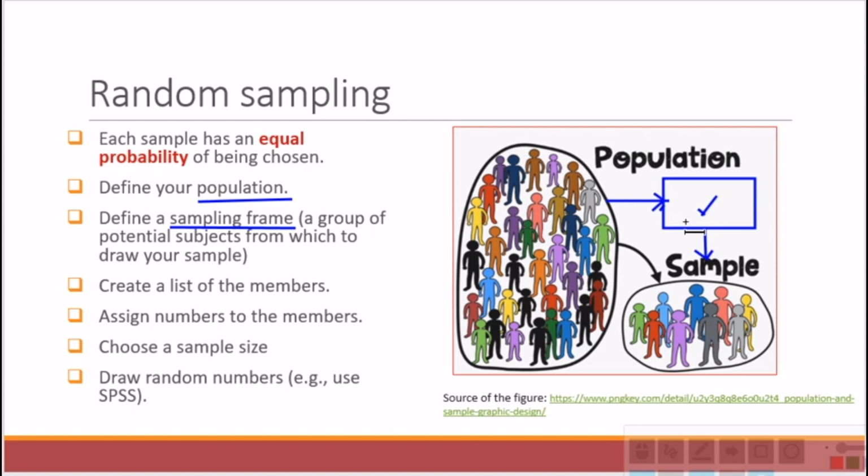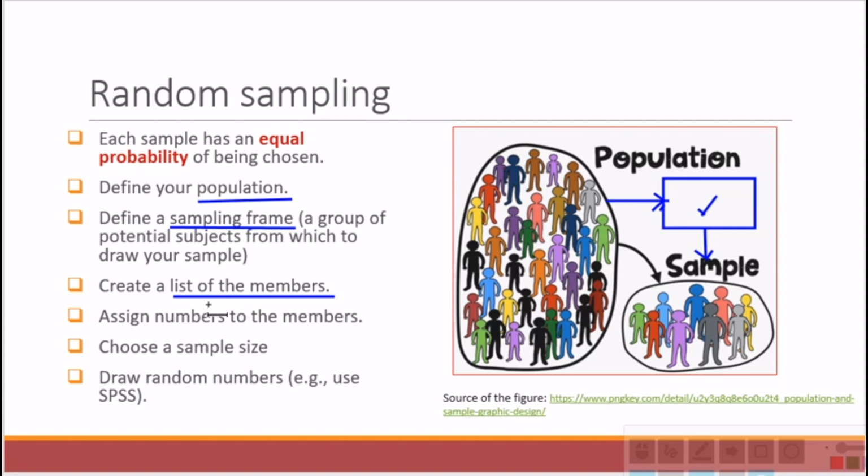Of course, this will influence the representativeness of your sample. But under these circumstances, and due to the practicality issues, I think this is perhaps one of the best strategies that we can adopt in our research. After doing this, we create a list of members. Hopefully we can get a list of members from somewhere. For example, from some administration offices at our university or elsewhere.